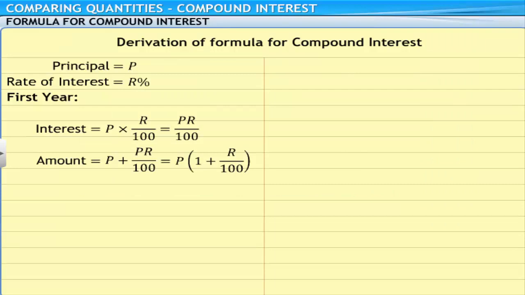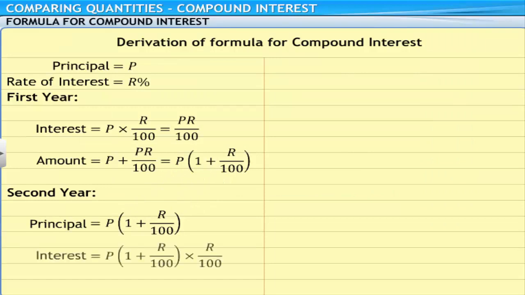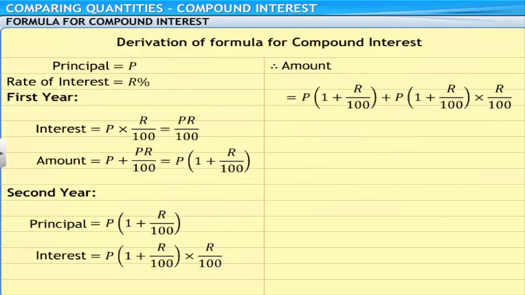Now, this amount becomes the principal for the second year. We now calculate the interest and amount for the second year. Interest is equal to principal into R upon 100. And amount is equal to principal plus interest. Taking P multiplied by 1 plus R by 100 as common, we find that the amount after the second year is P multiplied by 1 plus R by 100 squared.